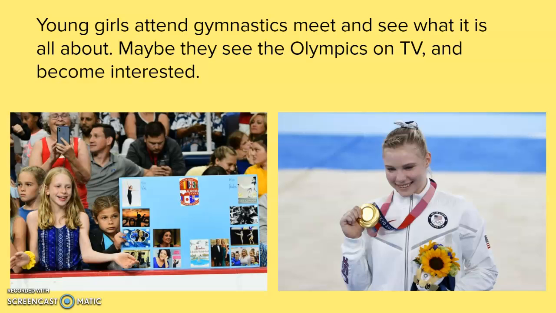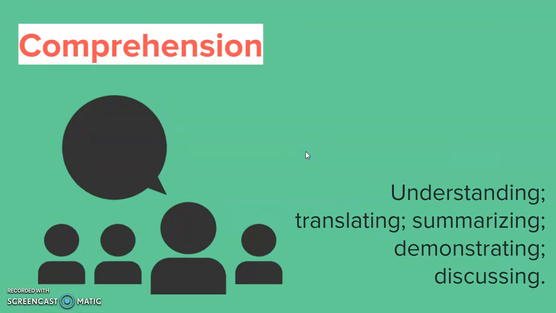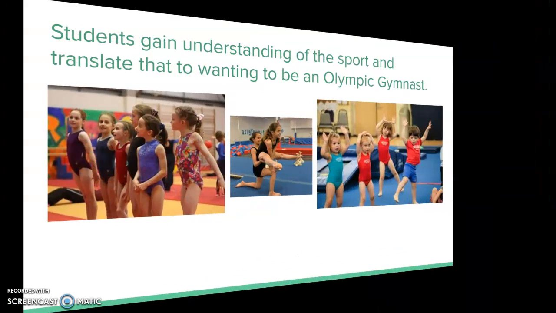Or maybe they watch the Olympics, maybe they're watching the Olympics right now on TV, and they become interested in this idea. The next level of their thinking is comprehension. This is where they begin to understand or translate the idea. They begin to summarize or demonstrate or discuss.